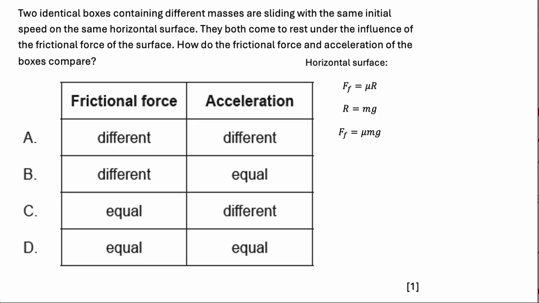This should help you rule out a couple of options. The frictional force depends on the mass, and so therefore we can confidently say that the friction forces are different because they have different masses. We're then asked about the acceleration.